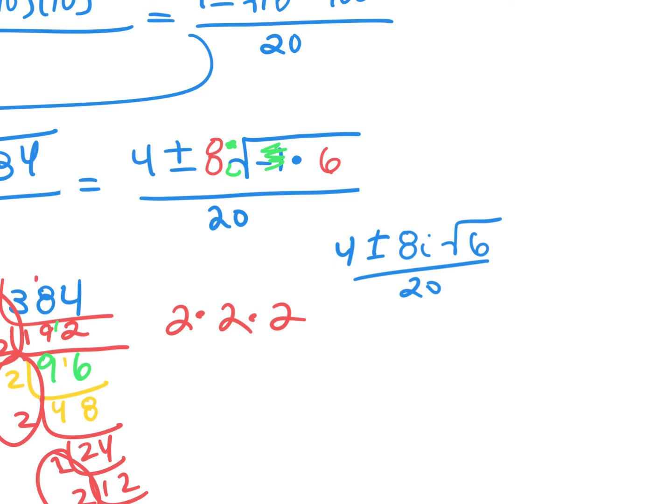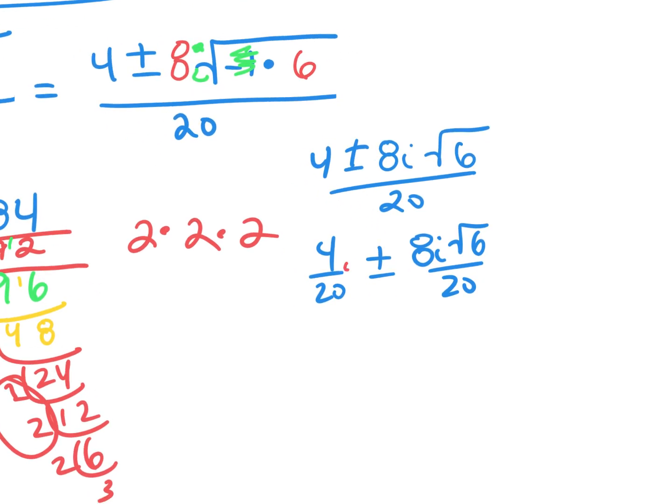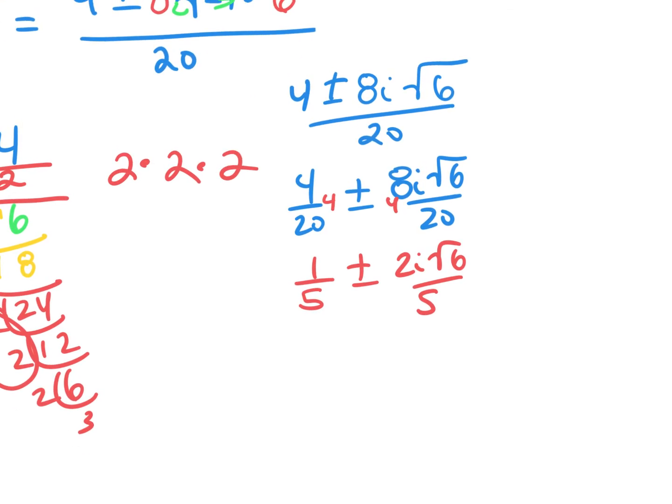We still have some more simplifying to go. This becomes 4 over 20 plus minus 8i root 6 over 20. What goes into both 4 and 20? 4, so this becomes 1 over 5. Plus minus, what goes into 8 and 20? 4, so this becomes 2i root 6 over 5. If you have the same denominator, once you simplify, you're more than welcome to put it back together if you want to. No, you can leave it just like that.